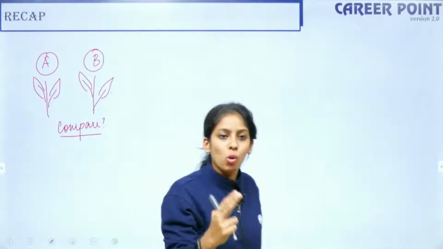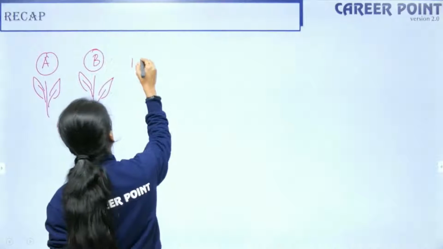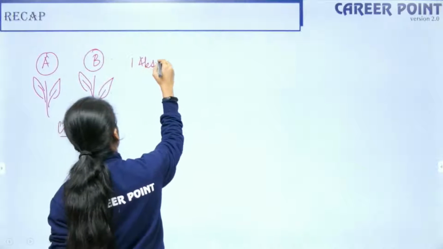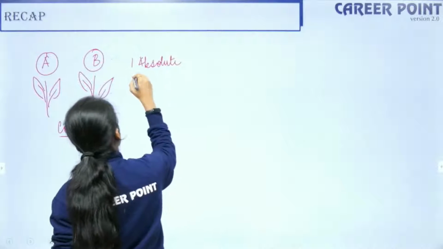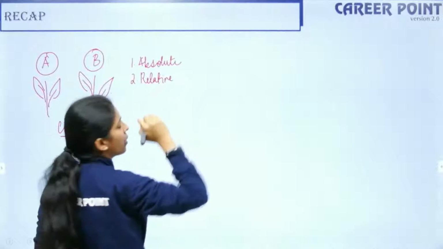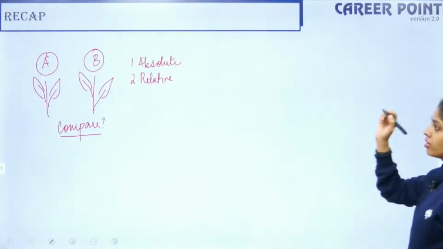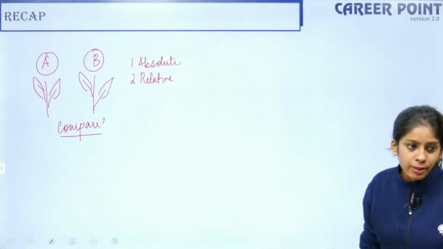So I have two ways by which I can do this. First thing I can do is absolute growth. The next one is relative growth. So Swami, you have a doubt in relative growth, right? Pay attention, I will teach you with reference to my example.